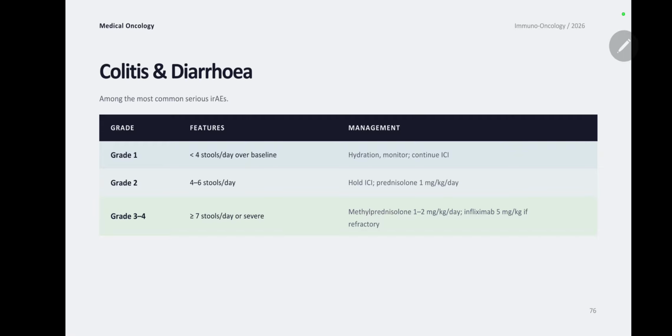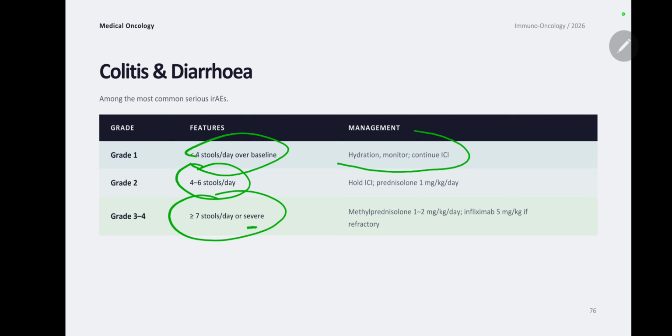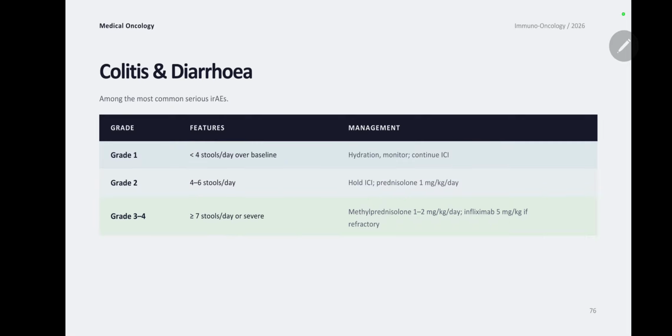Okay, as for colitis and diarrhea that we discussed previously: grade 1 is fewer than 4 stools, grade 2 is 4 to 6, grade 3 is more than 7, and grade 4 is severe. In grade 1, only hydration, monitoring and continue ICI. Grade 2, hold the ICI and start the steroid. Grade 3 is methylprednisolone 1 to 2 mg per kg per day, and if refractory, we start infliximab 5 mg per kg dose.